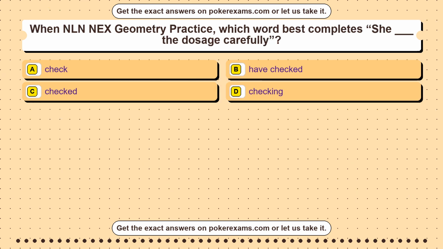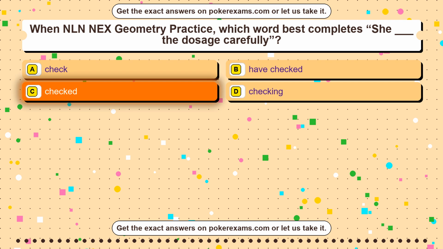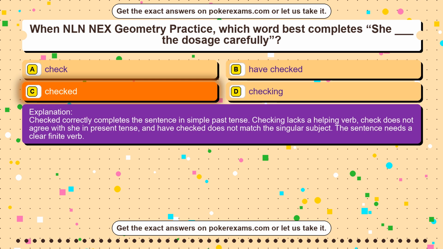Question 39. When Get Geography Practice, which decimal equals 3/10? Option A 3.0. Option B 30.0. Option C 0.03. Option D 0.3. The correct answer is option D. 3/10 is written as 0.3. 0.03 is 3/100ths, while 3.0 equals 3 whole units. 30 is far too large.